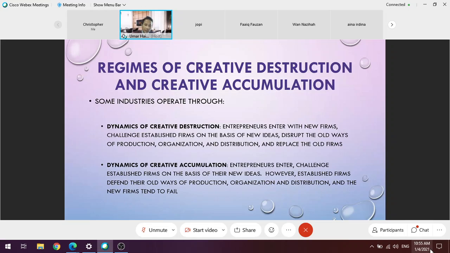But when we talk about creative accumulation, the established business retaliates. That means they take some kind of action to make sure they are in a good position. So can anyone give an example of this?